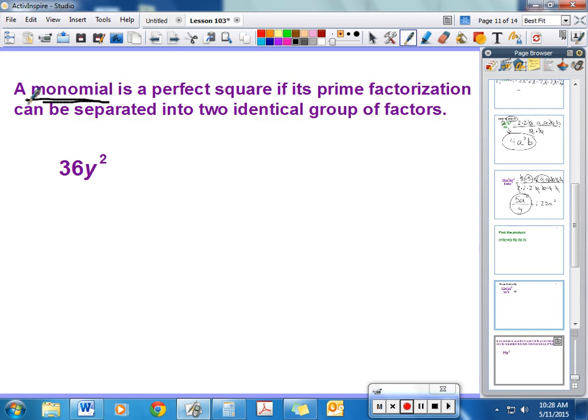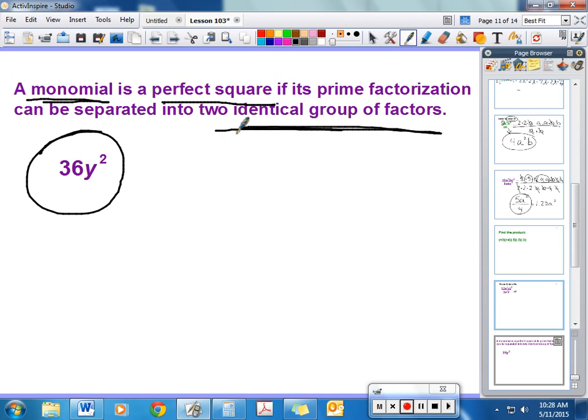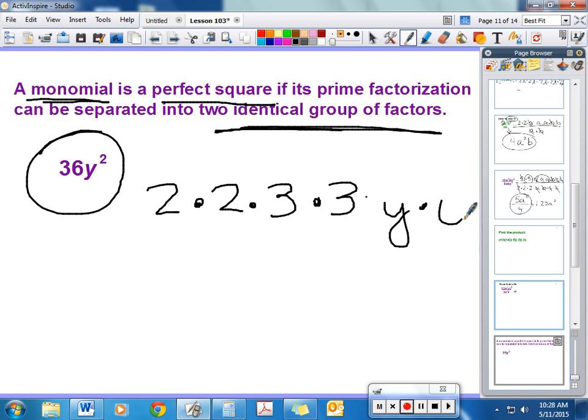Monomial. Again, a monomial just means I only have one term. I don't have any terms that are being added or subtracted here. I just have multiplication. A monomial is a perfect square if its prime factorization can be separated into two identical groups of factors, because we know that taking a number times itself means that you've squared it. So let's write this out, the prime factorization. For 36, that would be 2 times 2 times 3 times 3, and then factor out the y squared.